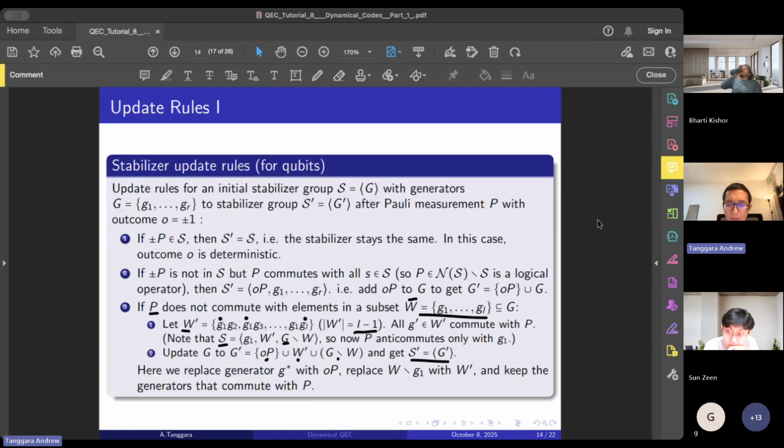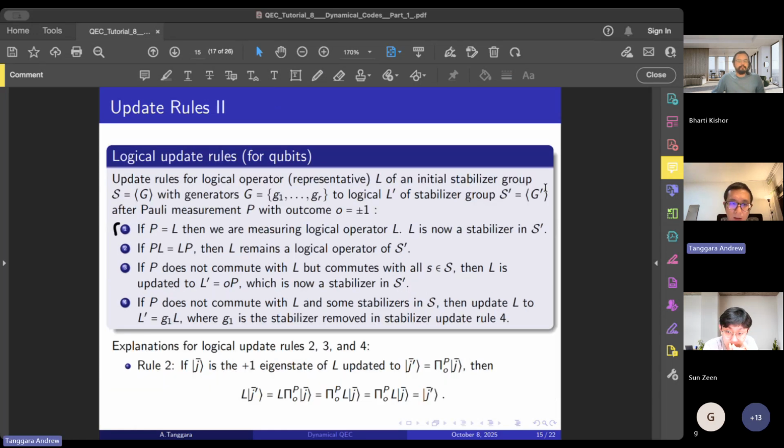Was that a question? I'm happy to take a question though, because I think this is quite important. Remove all these scribbles. Okay, let me just proceed then.